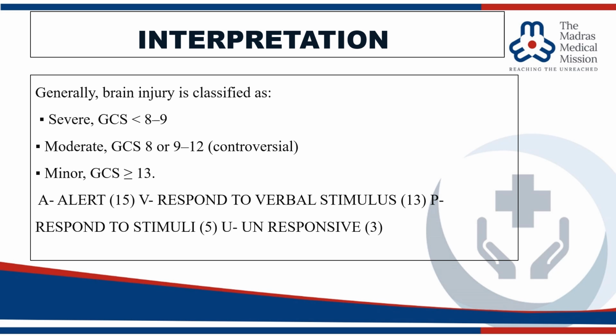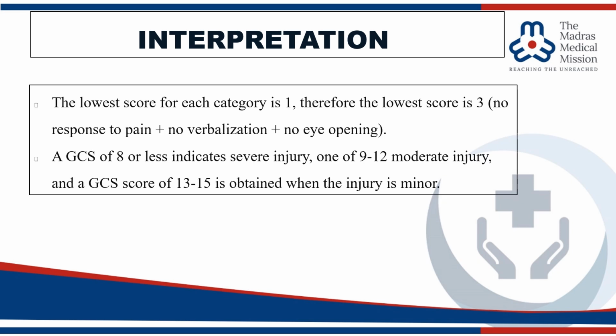Here, if the patient is alert, then they will have a score of 15. If the patient is responding to verbal stimuli, then they will get a score of 13. And if the patient responds to pain stimuli, then they will get a score of 5, and unresponsiveness will be marked as 3. The lowest score of each category is 1. Therefore the lowest score will be 3 if there is no response to pain, no verbalization, and no eye opening. When we add it together, the score will be 3. And a GCS of 8 or less indicates severe injury, 9 to 12 moderate injury, and a GCS score of 13 to 15 is obtained when the injury is minor.